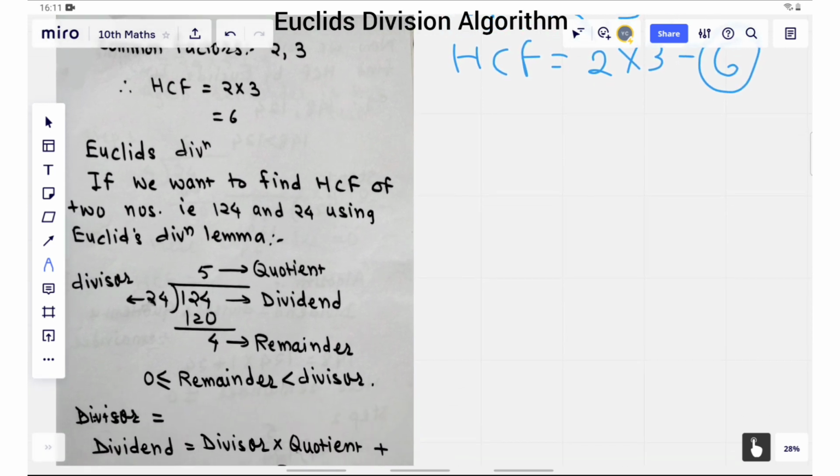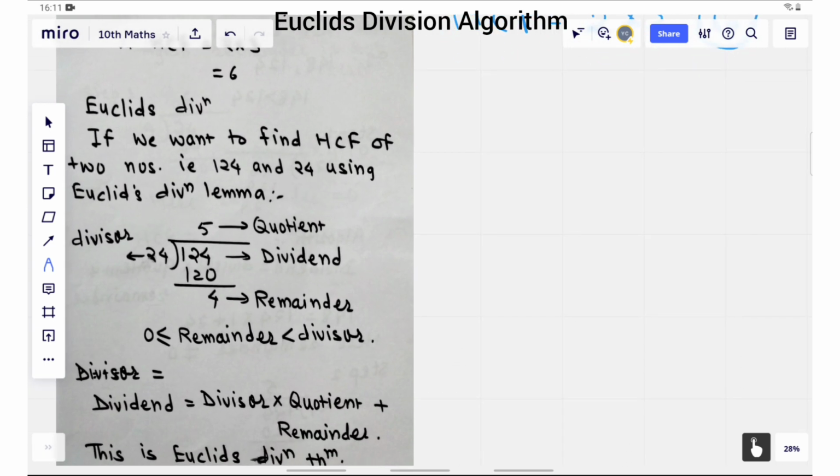But using Euclid's division algorithm, how to find? He has given some steps to find the HCF of any two numbers using Euclid's division lemma. See what are those steps. So I have taken one example. We have to find the HCF of 124 and 24.